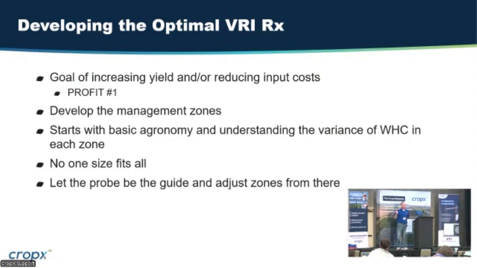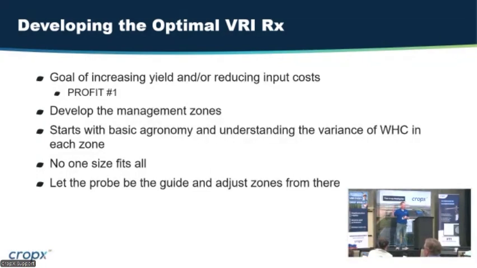It's the basics of agronomy, understanding water holding capacity in each one of those zones. And I'm going to explain a little more about that. How do we go from EC and topography to actual water holding capacity, to know how much I can and should vary my water as that pivot goes around? Probably one of the number one things is, no one size fits all. What I do on one field may only work on that one field, and it might work on the next 20 fields. But you've got to be prepared to understand each field and treat it individually.